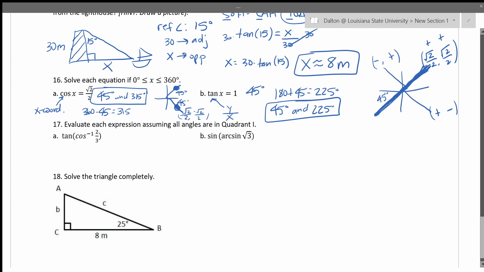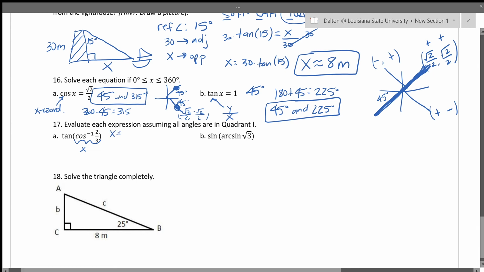If you have the tangent of the inverse cosine, or in fact, any question like this that has two different functions, so one's tangent, one's cosine, one's sine, one's cosecant, whatever, I want you to say, okay, let's set this stuff, and let's just call that x. So what that means is, then I can say x is equal to, let me write this over here. That means x equals the inverse cosine of 2/3.